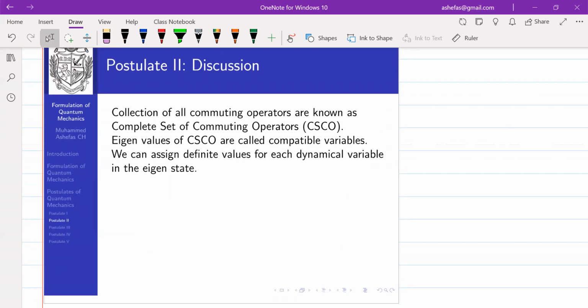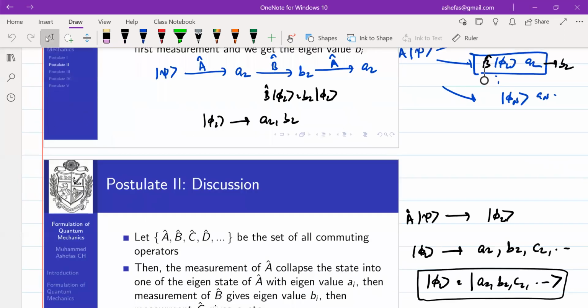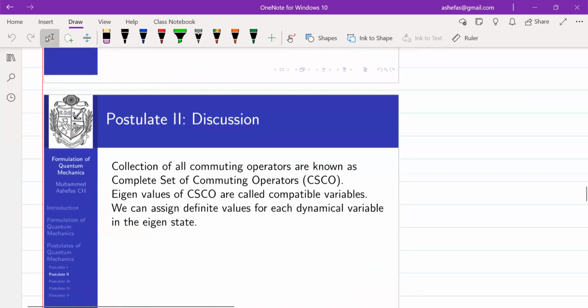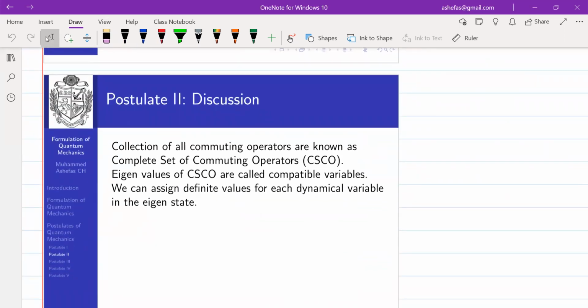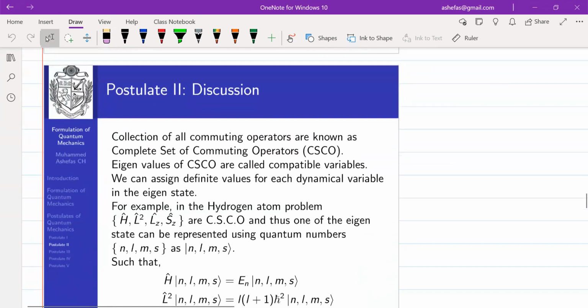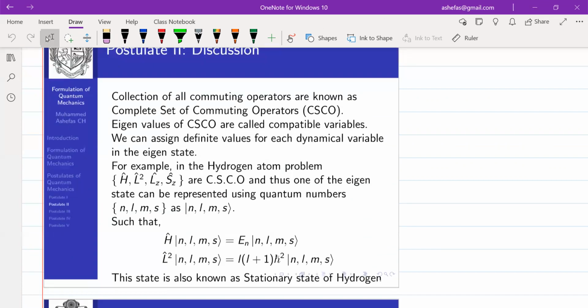This collection of all commuting operators is known as the complete set of commuting operators. In short, it is called CSCO, complete set of commuting operators. And the eigenvalues of a complete set of commuting operators are called compatible variables. We can assign definite values for each dynamical variable for that eigenstate, because the compatible variables are definite for that particular state, and we can assign the eigenstate in terms of these compatible variables. The simple example is the hydrogen atom problem.